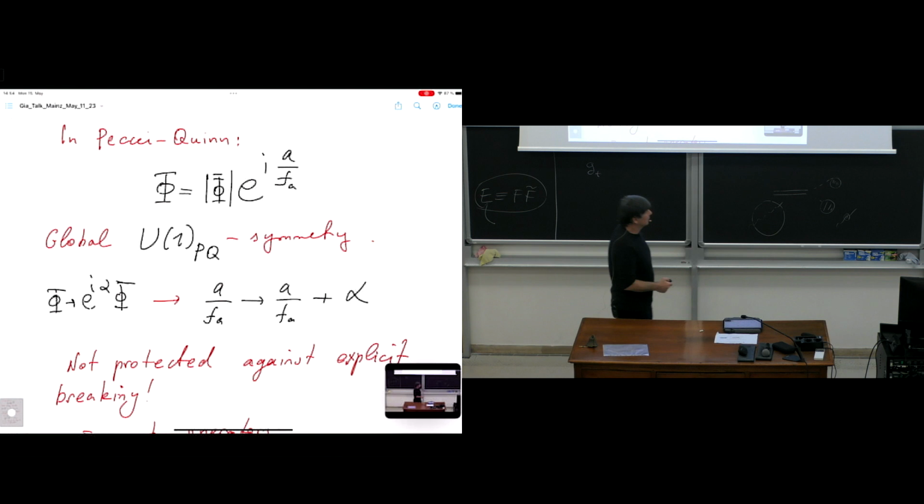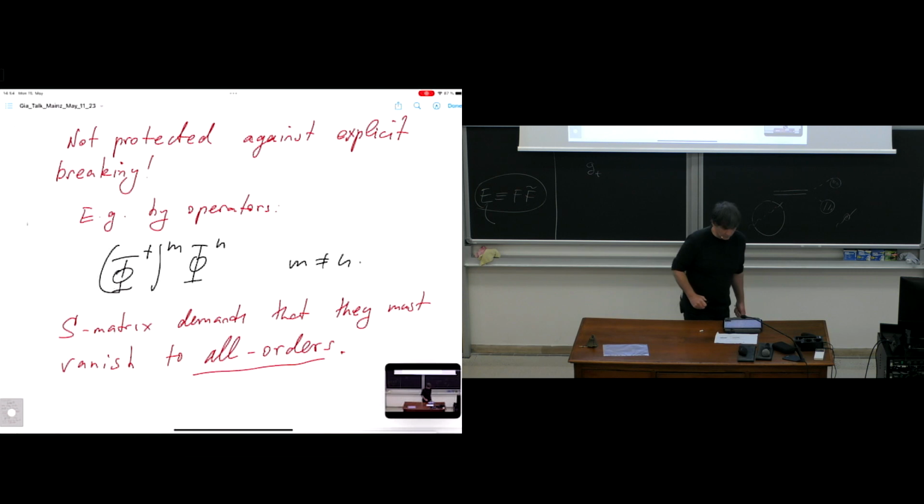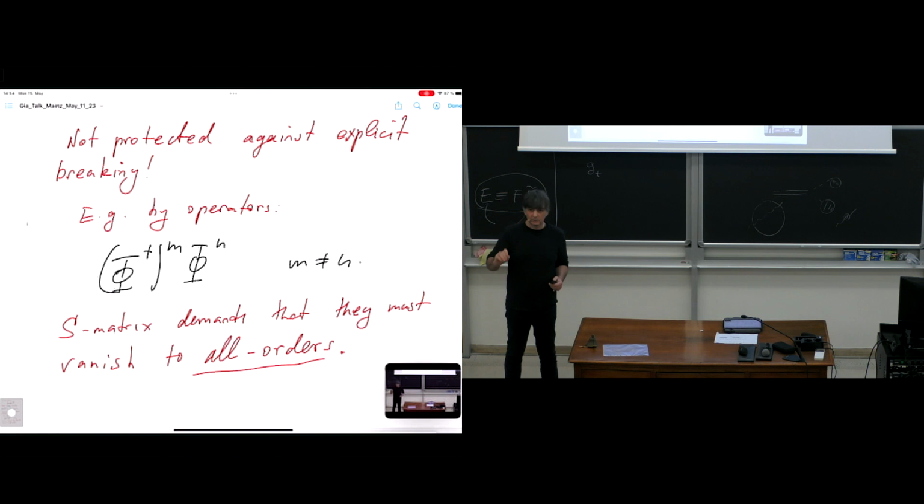In the Peccei-Quinn formulation, the axion is the phase of a scalar, and there is a global symmetry which acts as a shift symmetry of the axion. The axion is not protected against breaking of this shift symmetry. No protection, because you can deform the theory, and here it's very important, you can continuously deform the theory with just a small deformation and continuously change your predictions, which means that you no longer have any predictions, right?